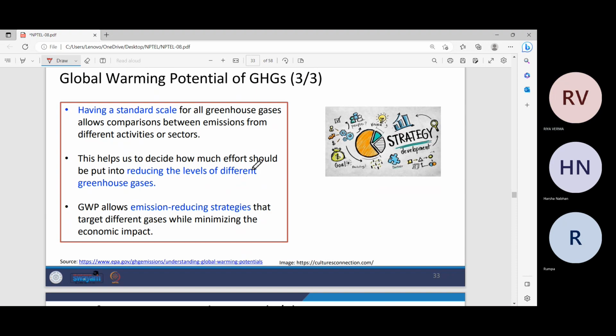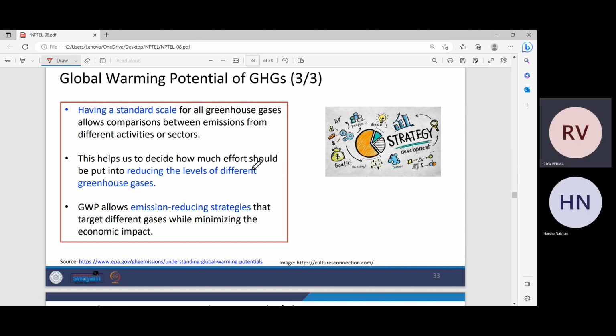the amount of pollutants. And this global warming potential allows us to make emission-reducing strategies which target different gases while minimizing the economic impacts. Also, this helps us formulate the strategies that we make to reduce the emissions. By knowing our target pollutant and which sector or activity needs to be targeted, we can form emission control strategies which are more economical and more eco-friendly as well.